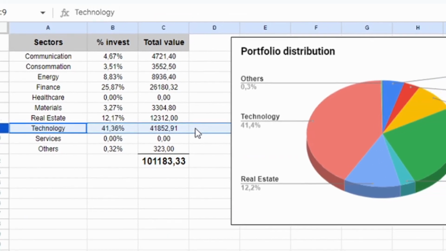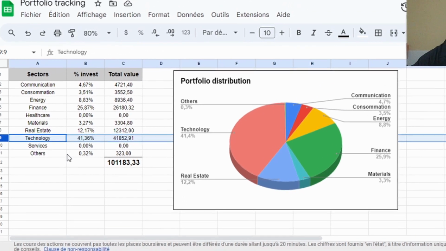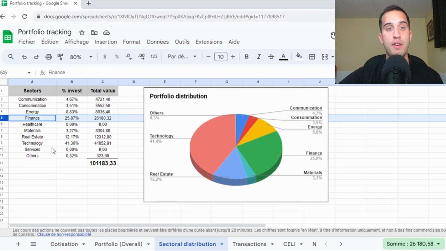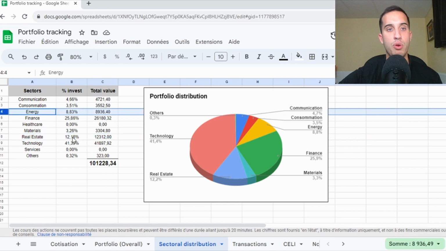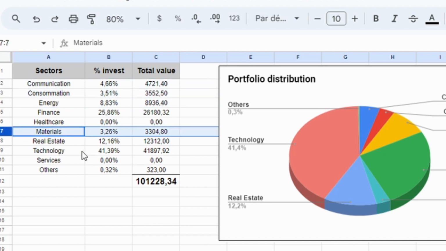In terms of the sectoral distribution, you can see that the tech sector is my largest sector by far, with close to 42% of my total assets. After, you have the financial sector that is giving some great dividends and that is currently sitting at close to 26% of my total assets. In third position, you can find the real estate sector, followed by energy that is currently worth close to 9% of my total assets. And after, you find the communication, the consumption, as well as the material sector as usual.